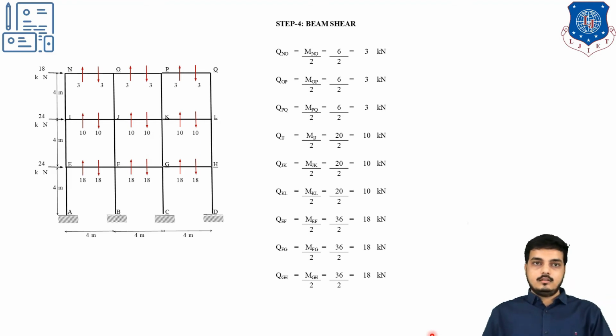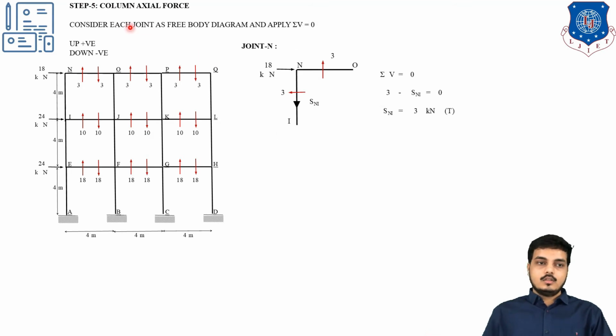Now we will be shifting towards the axial forces. So column axial force. Consider each joint as a free body diagram and summation of V equals 0. Similarly, in step number 3, what we did, the same kind of thing we need to do in the upcoming steps. So look, this is my N to I point, N to O point. So I have taken out. Now this was the shear for column and this was the shear for beam. Now here summation of V equals 0. While discussing the steps, I said that the beam shear will be considered in this point, but this will be considered in the beam axial force.